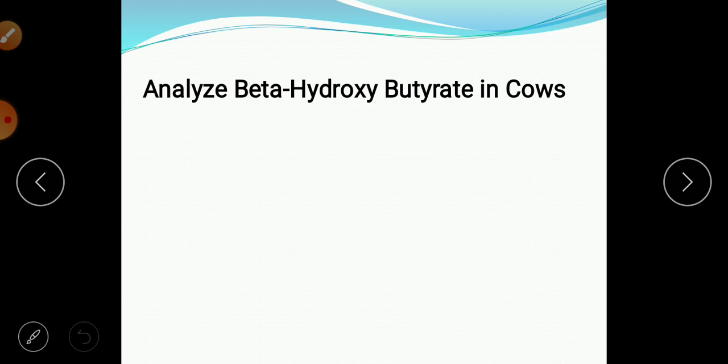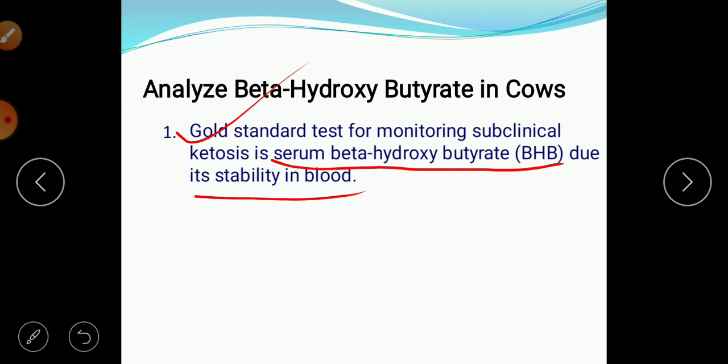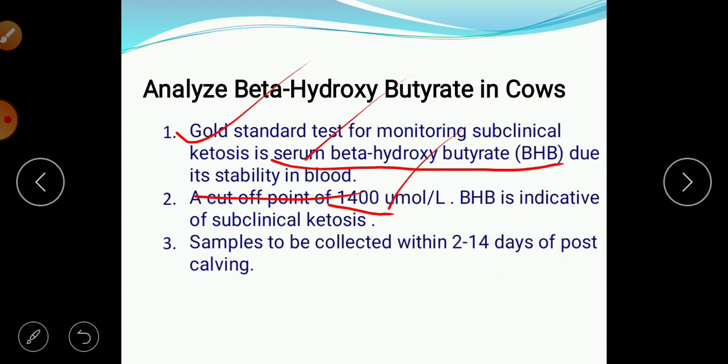So analyzing beta hydroxybutyrate in cows holds the most clinical significance. This is one of the gold standard tests for monitoring subclinical ketosis, in serum, due to its stability in blood. We cannot quantify this compound in the urine because it is highly unstable in urine. So blood serum is the best source to diagnose. A cutoff point of 1400 micromole per liter is the standard. If it goes beyond that level, then this is a case of subclinical ketosis.